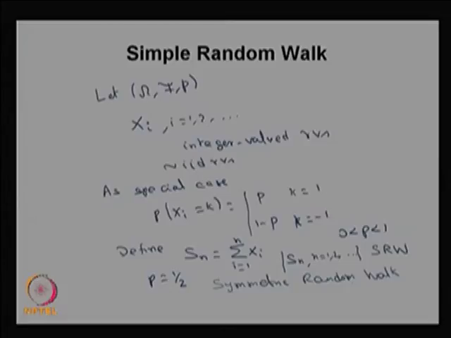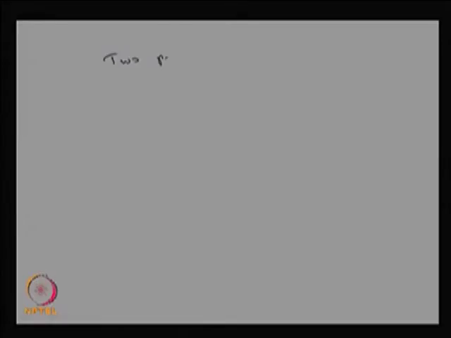In general, if it takes a value 1 or minus 1, then it is called a simple random walk. If k can take any integers, then it is called a generalized random walk. This random walk can be created in a simple example of a two-person coin tossing game also.